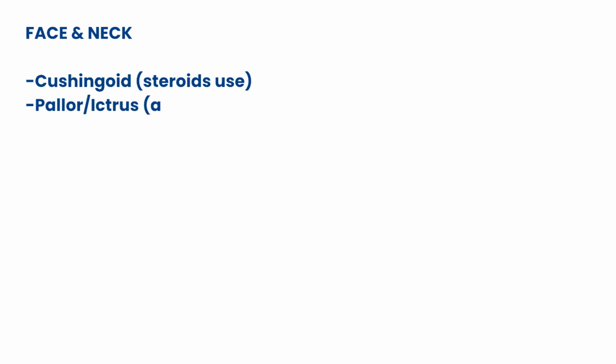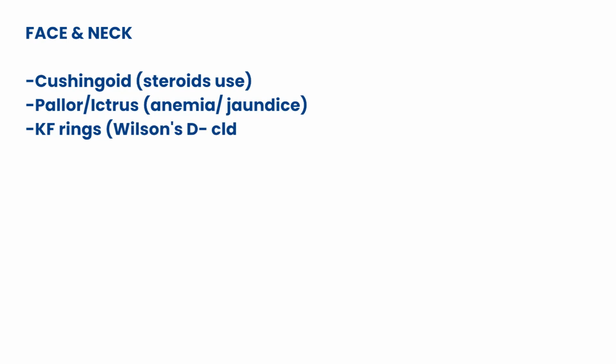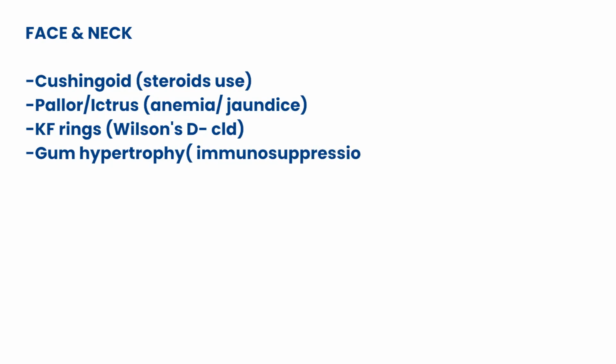After that, you move to the face and neck and start your observation. Look for the overall appearance. If the patient has a Cushingoid appearance, it may suggest steroid use. Look for any pallor or icterus in the eyes. Ask the patient to pull the eyelid, one or both, and look for any pallor or icterus. Look for any Kayser-Fleischer rings, which may suggest Wilson's disease, which may further give you a clue that this is a case of CLD, and the primary cause was Wilson's disease.